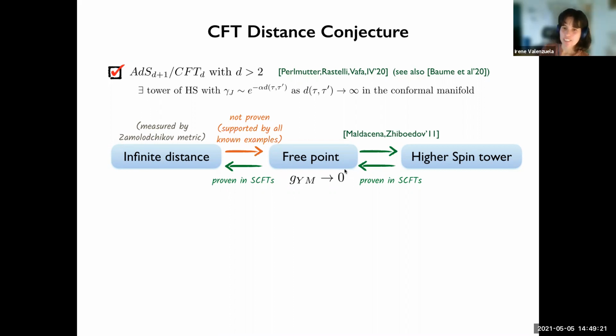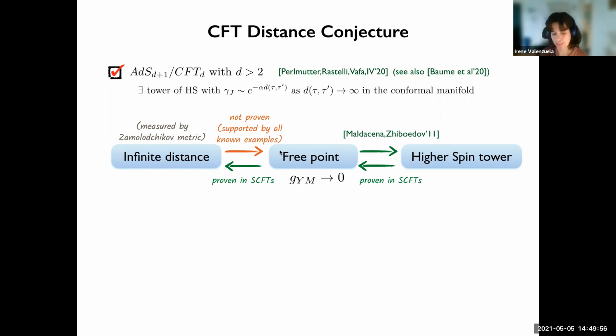Okay, so the relation between free points and higher spin tower, this is proven by Maldacena-Zhiboedov, but we also prove that in superconformal field theories, this free point is associated to a gauge coupling that goes to 0. And then we can prove that this is going to be at infinite distance, always measured by the Samologikov metric. And the part that is non-trivial is that this is the only way to go to infinite distance. Okay, so that infinite distance necessarily implies to have these free points in which some sector of the theory decouples.